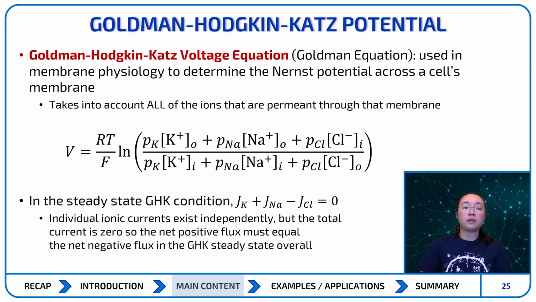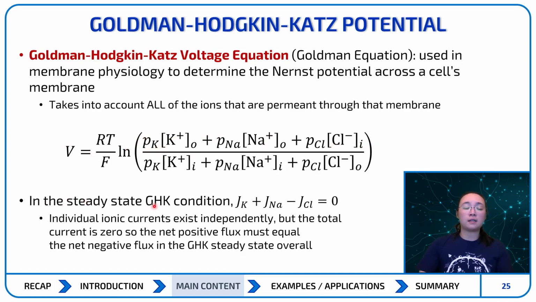Now, moving on to the Goldman-Hodgkin-Katz potential, I present the Goldman-Hodgkin-Katz voltage equation because that's where the potential comes from. It's commonly known as the Goldman equation. It's used in membrane physiology to determine the Nernst potential across a cell's membrane. But what's unique about the Goldman equation is that it takes into account all of the ions that are permeant through that membrane as well as their permeability constant. So this is the equation if you have sodium, potassium, and chlorine.